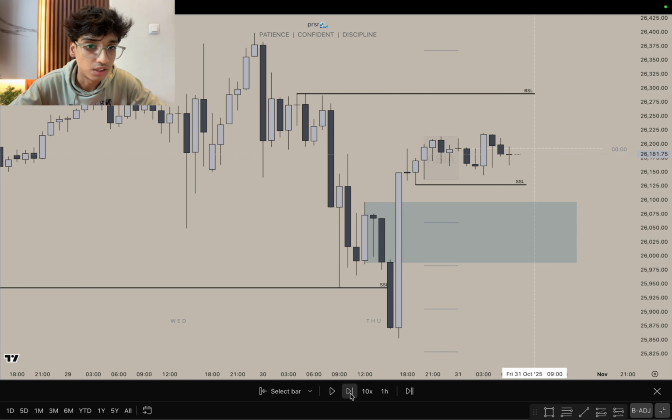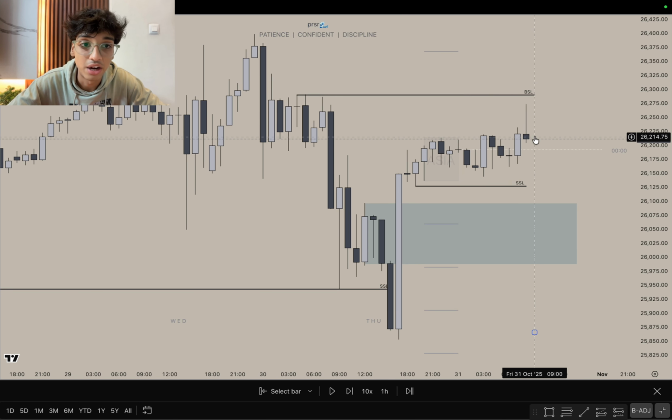Right here I was just waiting. We are accumulating, and we have this generating sell side liquidity. I didn't touch the market. If we ended up taking that buy side liquidity, it's no trade for me, just because aligning with the higher time frame is important.